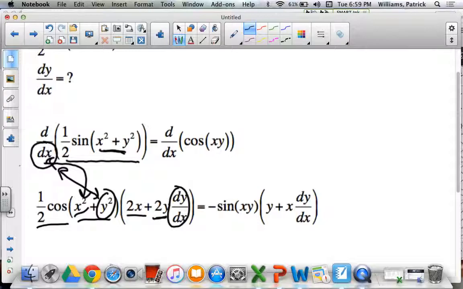Okay? So when we do the next side, again, we have the chain rule. The outermost thing we have is cosine. The derivative of cosine is negative sine. Now on the inside, if you weren't able to get this, pause the video real quick and see why I got this answer on the inside.